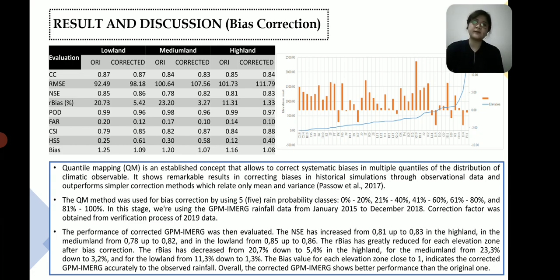The NSE has increased from 0.81 up to 0.83 in the highland. In the medium land, the NSE has increased from 0.78 up to 0.82, and in the lowland, the NSE has increased from 0.85 up to 0.86. The relative bias has greatly reduced for each elevation zone after the bias correction, and the bias value for each elevation zone is close to 1, indicating the corrected GPM-IMERG is accurate to the observed rainfall. Overall, the corrected GPM-IMERG shows better performance than the original one.